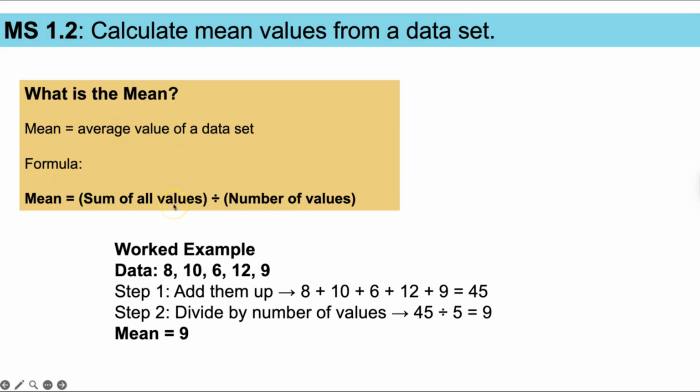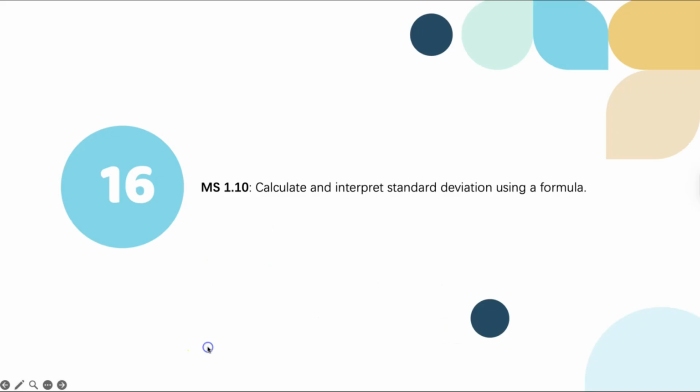So add up all of your repeats, divide by the number of repeats you had. So we've got an example here. Here's all the repeats. Add them all up, and there were 5 repeats, so we divide by 5. We've got a mean of 9.